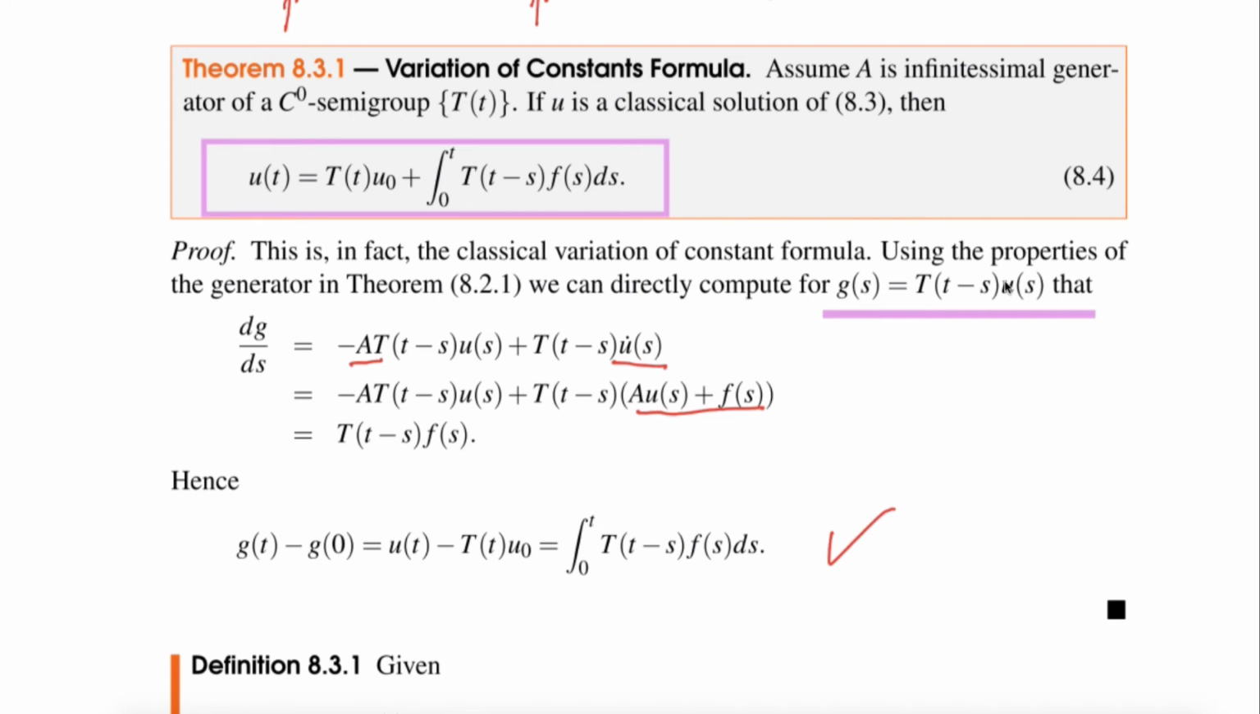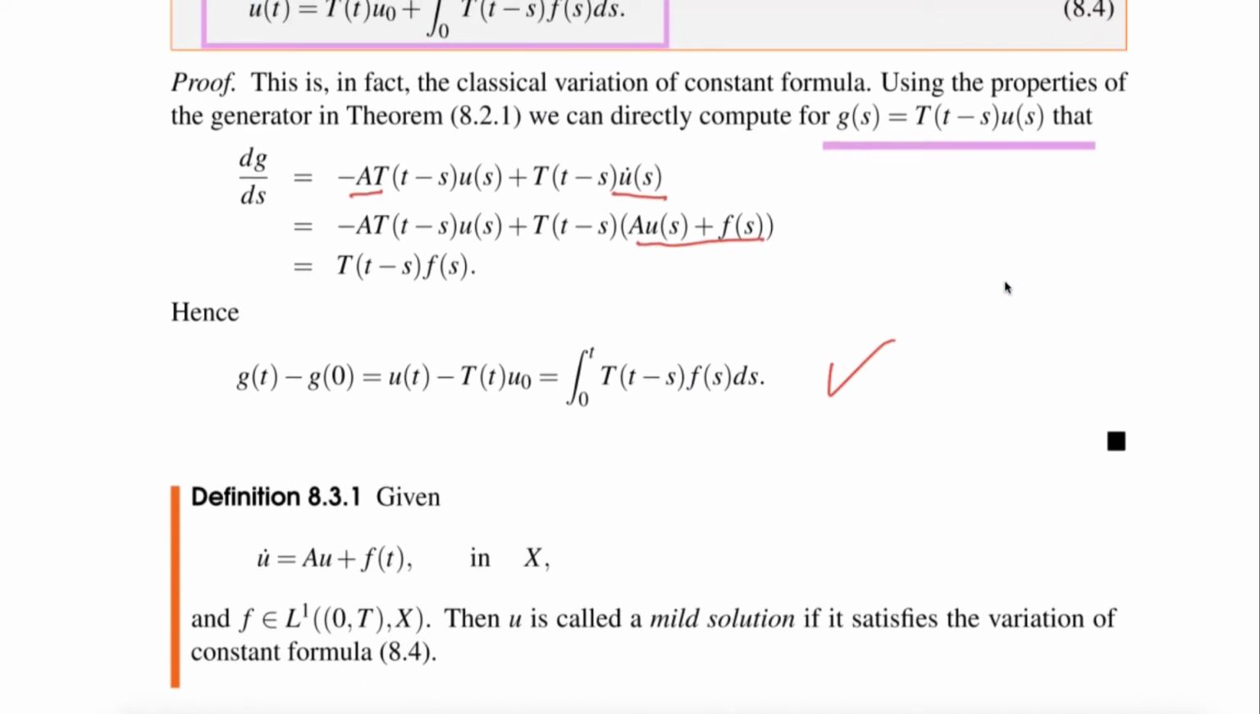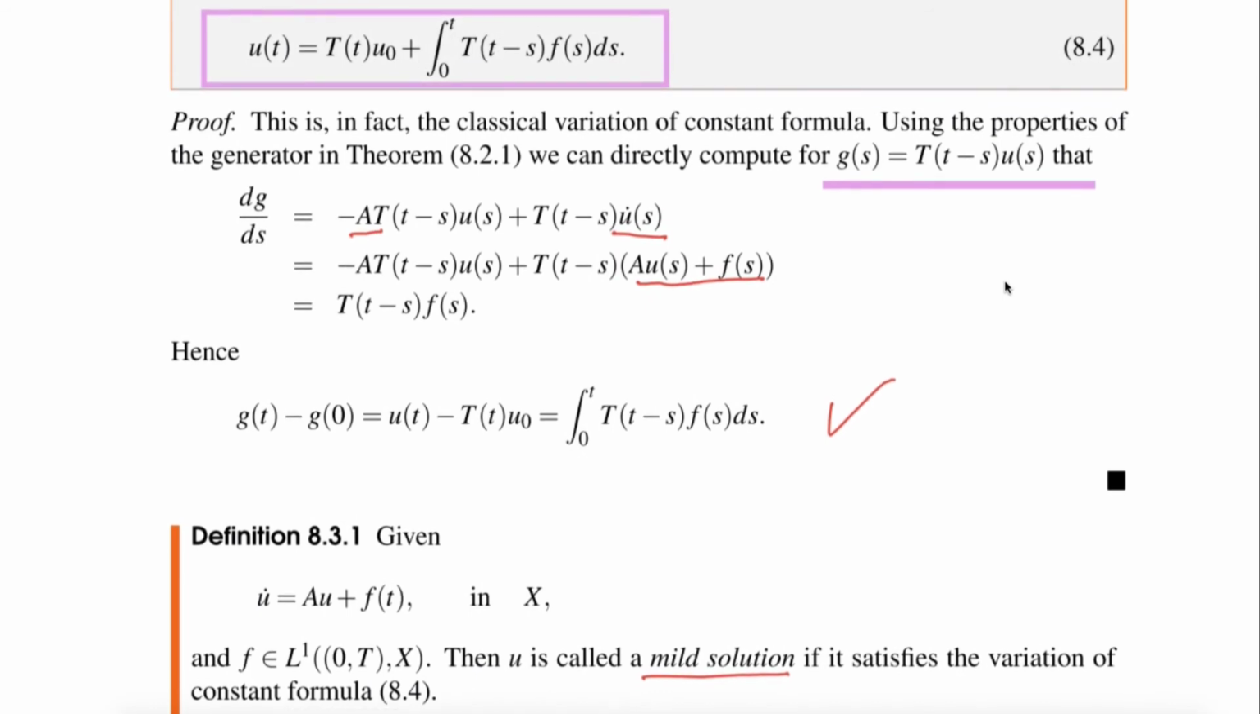And this is now a reason to define this to be a mild solution. So here we go. Given the differential equation u dot is Au plus f, where f is L1 from 0 to T with values in X, then u is called a mild solution if it satisfies the variation of constant formula, which is just hiding on top there. So let's move it a bit down. So this is called a mild solution.